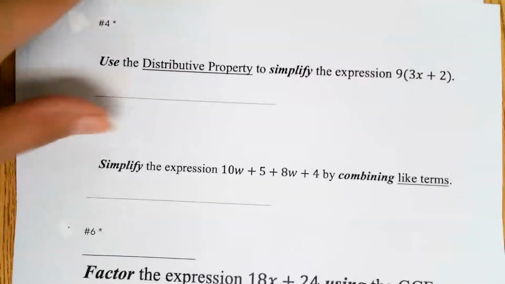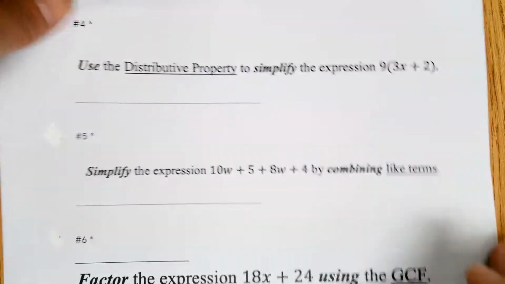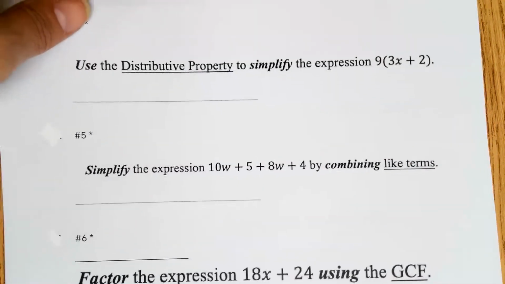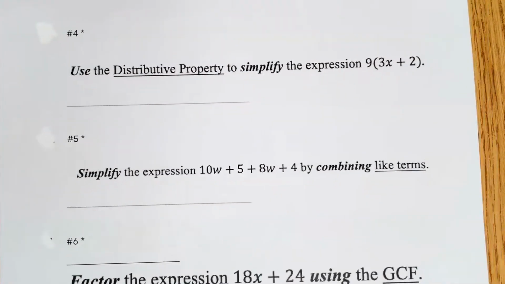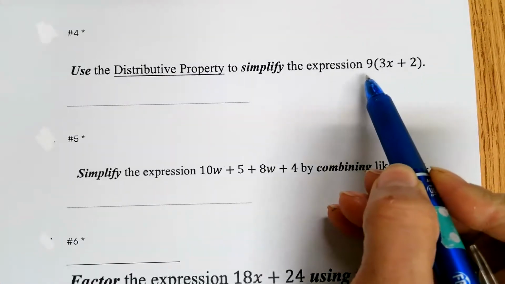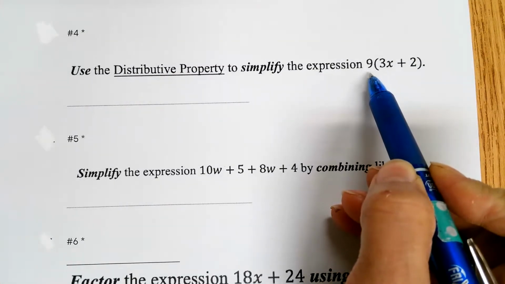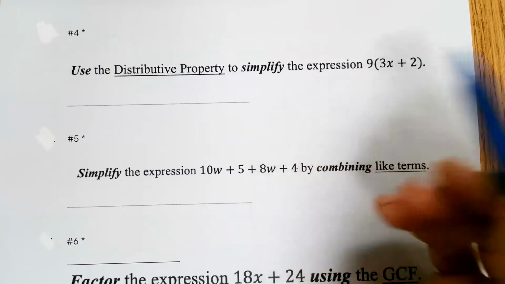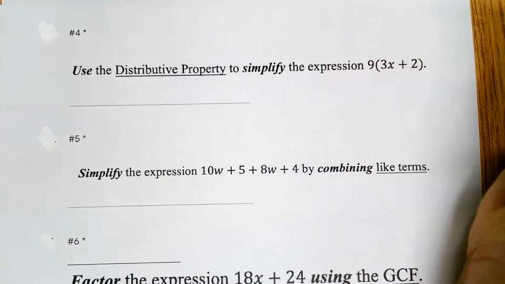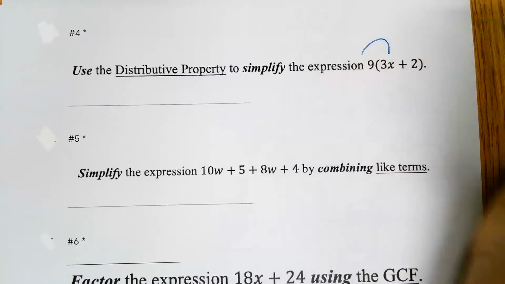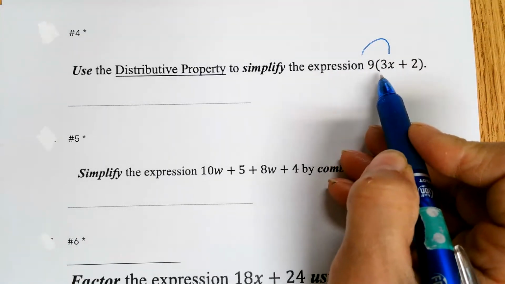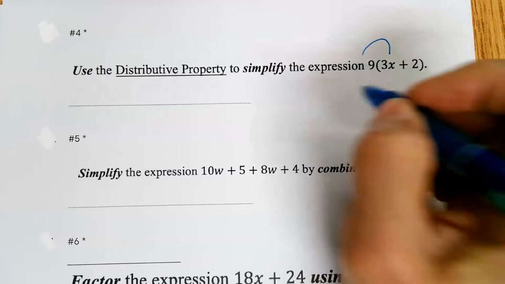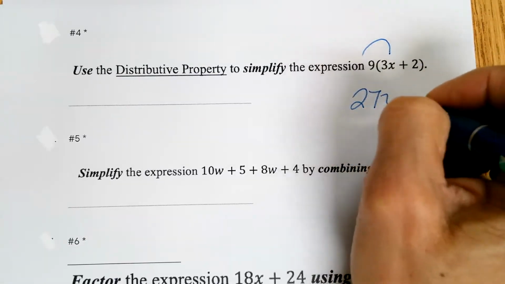Number 4, and each one tells you what to use. So the distributive property to simplify the expression. When you have parentheses, you are multiplying because there's no addition or subtraction sign here. I'm going to distribute or pass the 9 times 3x. Well, 9 times 3 is 27, so 9 times 3x is 27x.